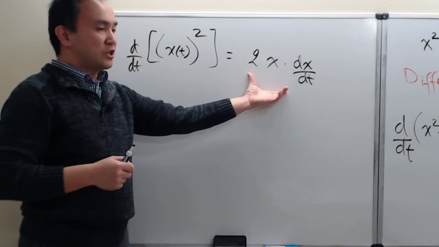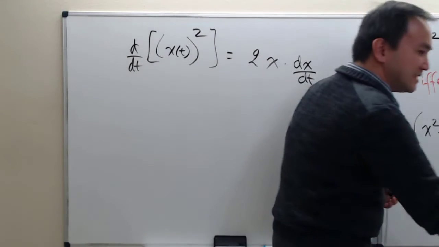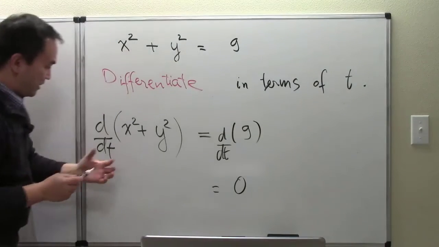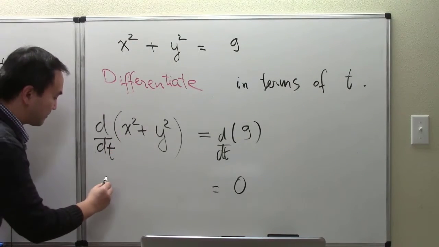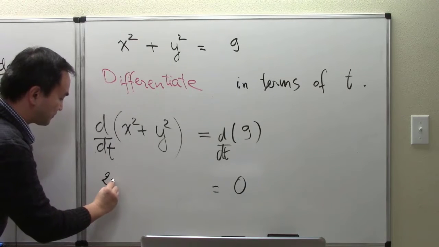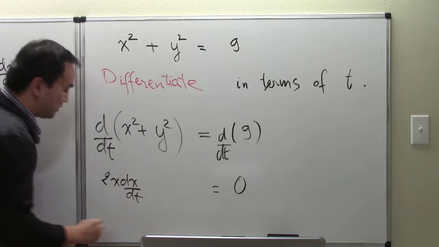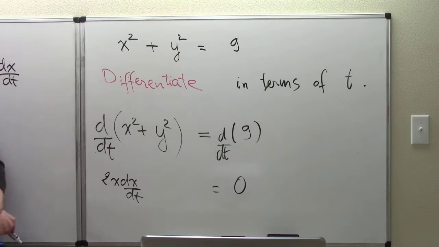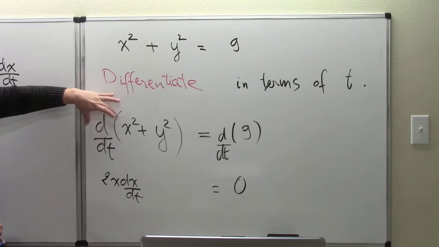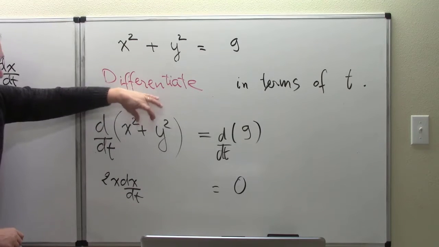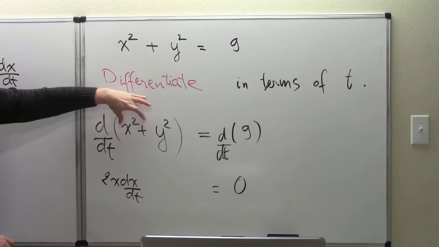All right, so that resolves our first term. Now coming back to my board here, my first term becomes 2x dx/dt. And I really mean 2x times dx/dt. Okay? Now taking the derivative, we can work term by term, right? And I just took care of the first term.